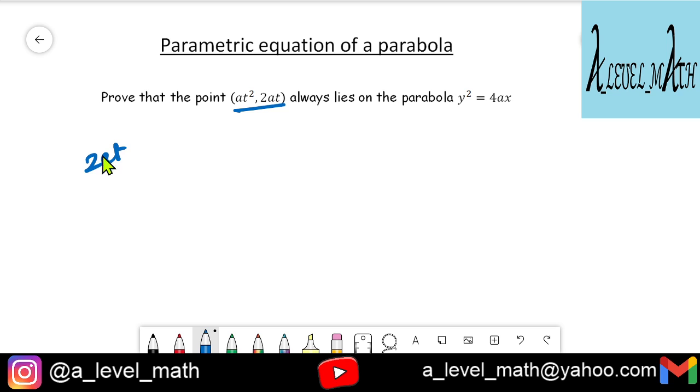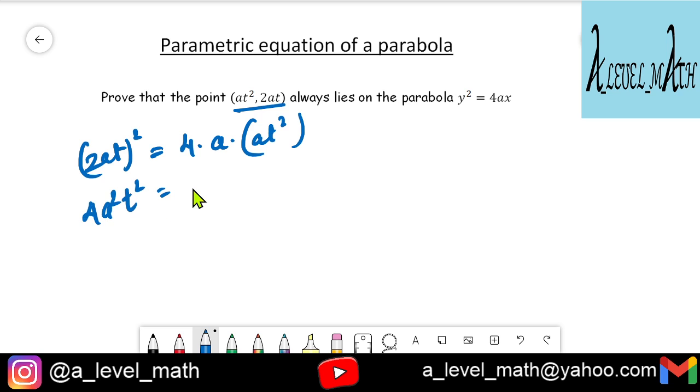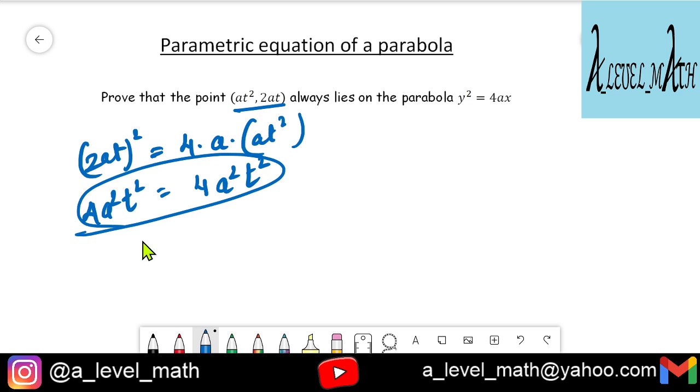So (2at) whole squared is equal to 4 times a times at squared. Now let's figure out whether both the LHS and RHS are actually equal or not. So 4a squared t squared is equal to 4a squared t squared. So they actually turn out to be the same. So this means that for any value of a, doesn't matter what my value of a is, (at squared, 2at) will always lie on the parabola y squared is equal to 4ax, and this is known as the parametric equation of the parabola. So the parametric equation of a parabola is x is equal to at squared, y is equal to 2at.